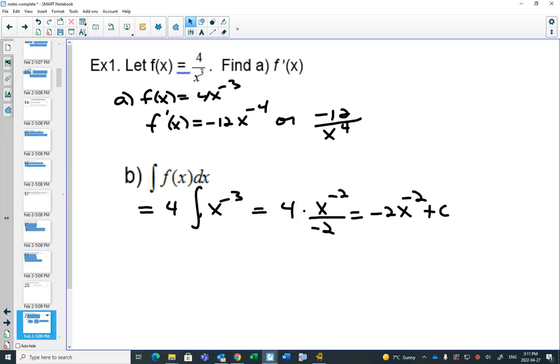Okay, 2 more for you to try. Try example 2 and example 3. You don't need to bring the 4 out, but it is a rule saying you can if you want to. It's not necessary. You could leave it inside. Oh, I have a typo on this one. I'm missing the dx.